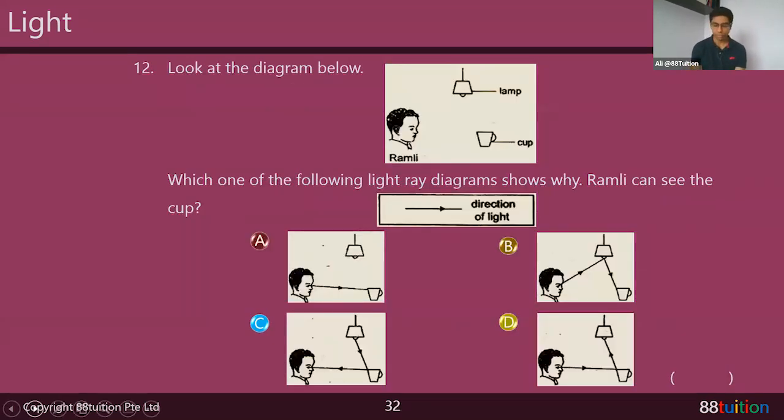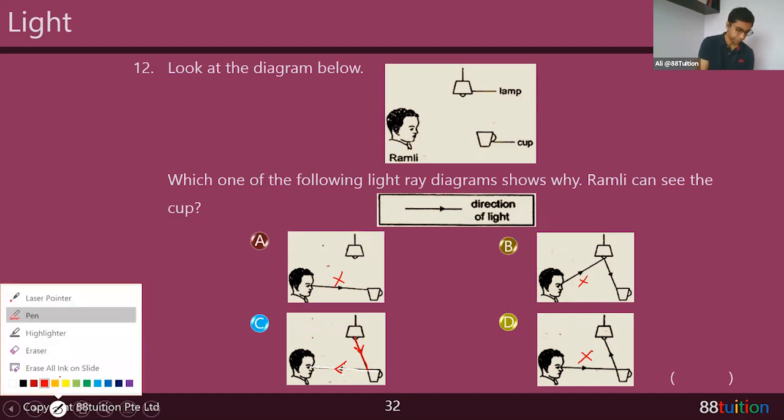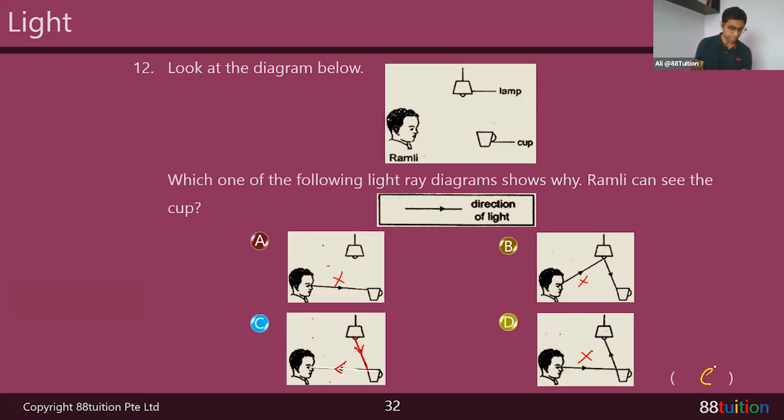Look at the diagram. Which of the following ray diagrams shows why Ramli can see the car? Hey, this is exactly the same as question 3, remember? So I don't have to take too long. Question three, you must have the arrow coming to the eye. Number one condition. You must have the arrow. This is wrong. This is wrong. This is wrong. All the arrows are going to the cup. This one is coming to the cup from the light. So therefore, answer is C. Ta-da! Next one.